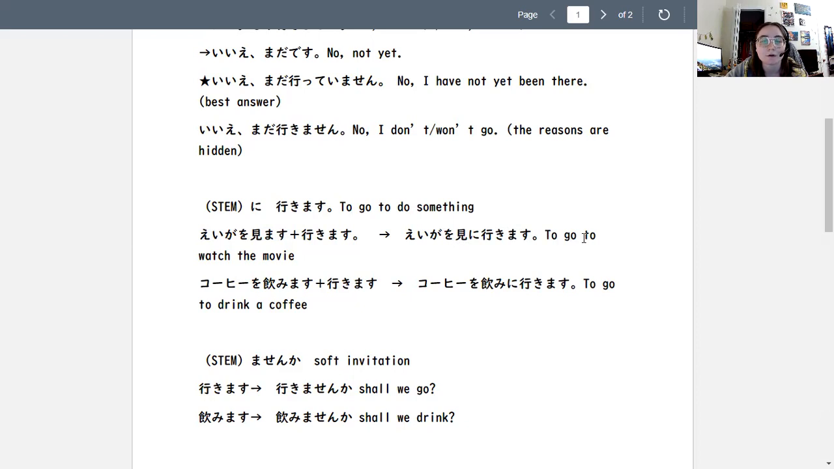So you go to watch the movie. In the second example, it's kohi, which is coffee, o nomimasu, so drink. So you drink coffee plus ikimasu. So you would combine this.